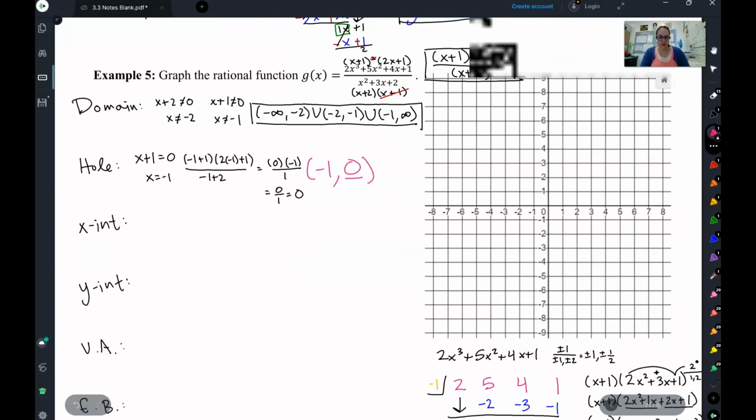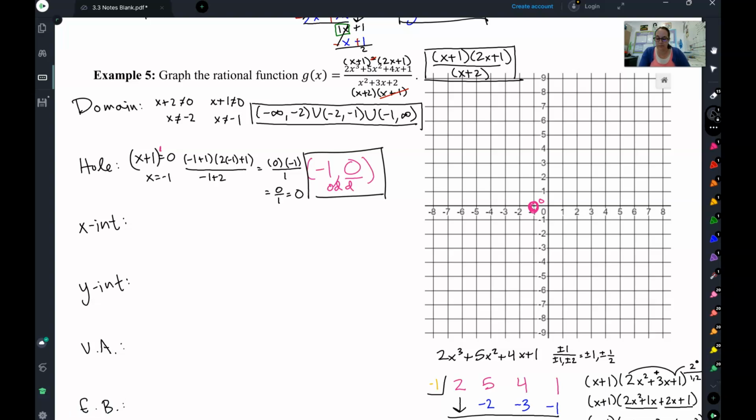So let's graph that. Open circle at negative 1 comma 0. Now look at this. This hole happens to also be an x-intercept. Now we know that anytime we have an x-intercept, we need to do even and odd. So even though this is a hole, because it happens to be on the x-axis, we do also need to do even or odd. So I look at what I canceled, the x plus 1. The exponent on that x plus 1 was a secret 1, which is odd. So this x-intercept hole is odd.